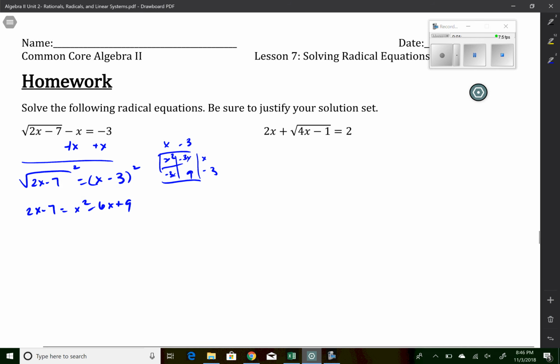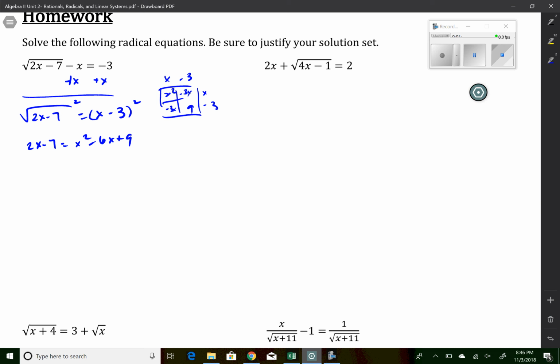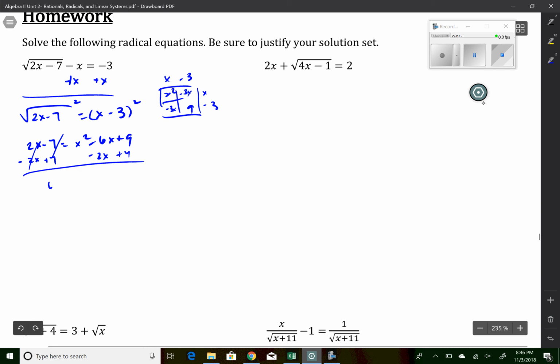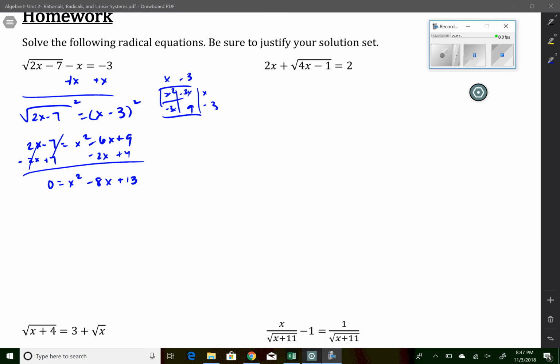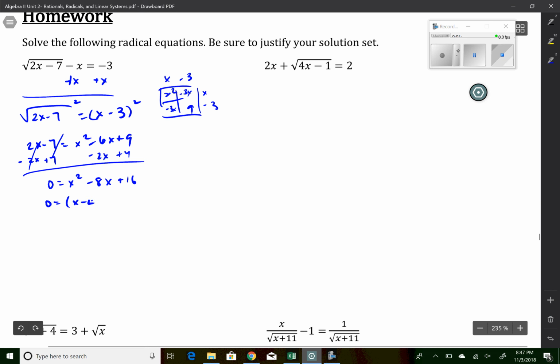All fine and dandy here, but we want to make sure that we solve this. To solve it, we have to be equal to 0. So I'm going to subtract 2x and add 7. Notice I'm subtracting the 2x and adding the 7 so that the x squared stays positive. I don't care what side the 0 is on; all I care about is that I am able to factor this. So if I factor this, I get x minus 4 and x minus 4. That's what multiplies to make 16 but adds to make negative 8. So then we have x equals 4 as my answer.